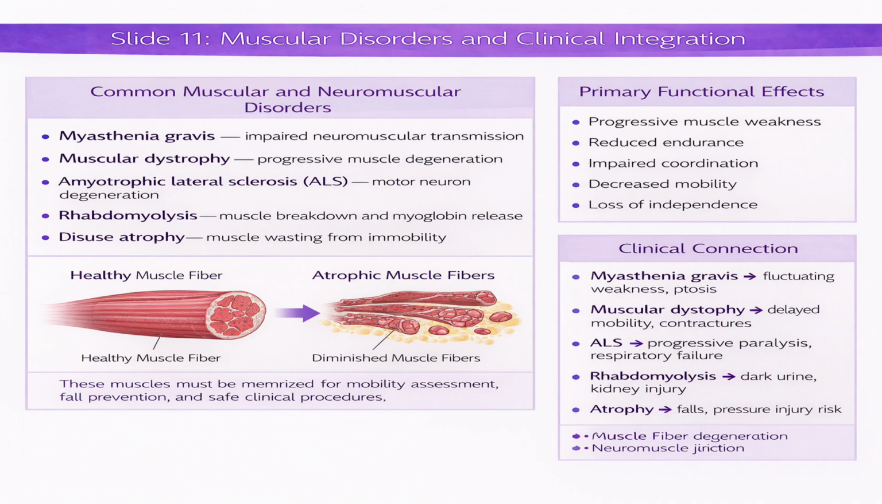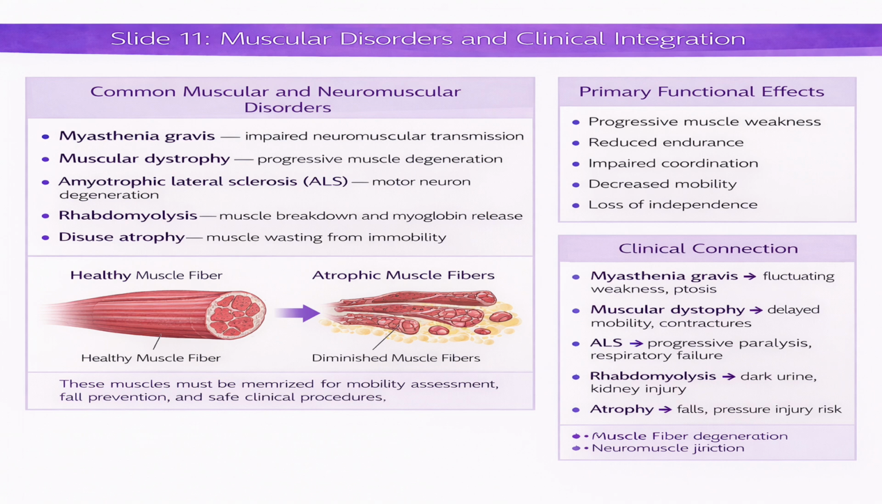First, let's review the major disorders. We have the following. Myasthenia gravis is a condition in which neuromuscular transmission is impaired, leading to fluctuating muscle weakness. Patients often experience drooping eyelids, facial weakness, and fatigue that worsens with activity.